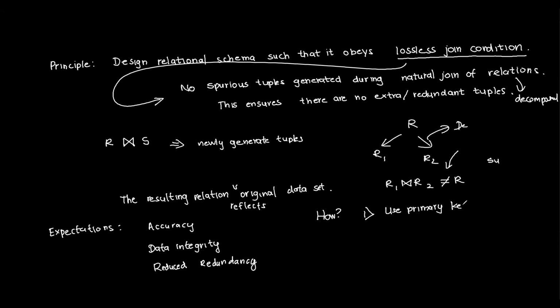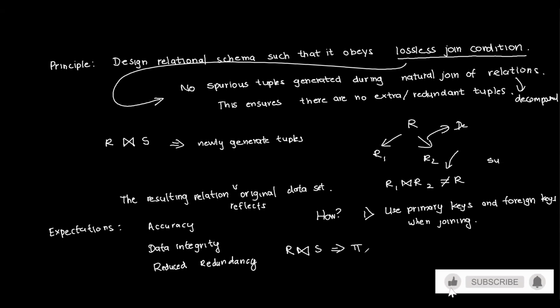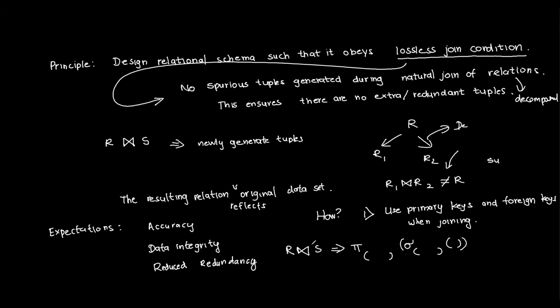Okay. Primary keys and foreign keys when joining. Okay. So if you have doubts in natural join, please check the natural join video. Okay. So we know in natural join, when we are natural joining, there will be a projection. So in this projection columns, we should be using primary keys and foreign keys.